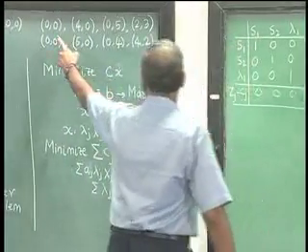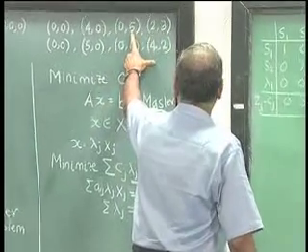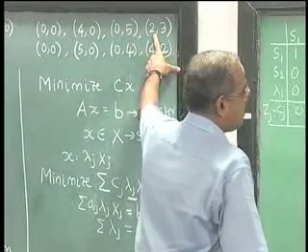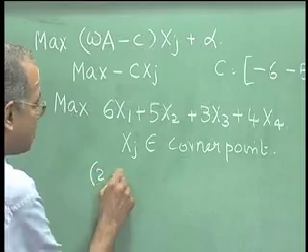So, (0, 0) will give 0, (4, 0) will give 24, (0, 5) will give 25, (2, 3) will give 27, 6 into 2 is 12 plus 5 into 3 is 15. So, this gives the optimum solution (2, 3).